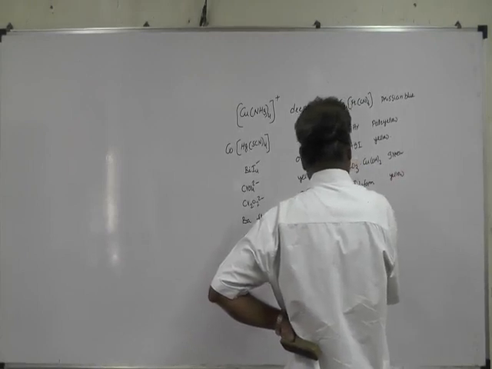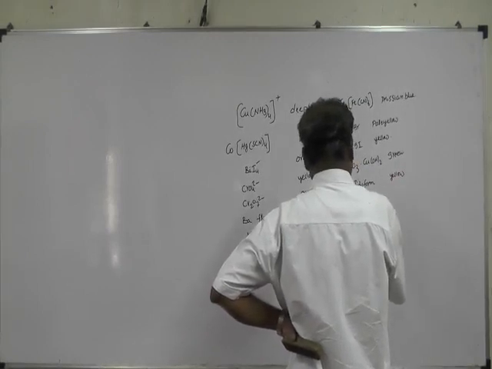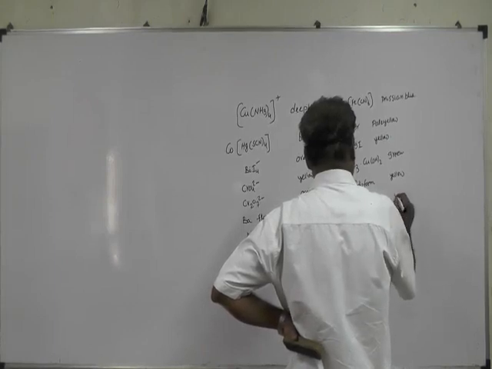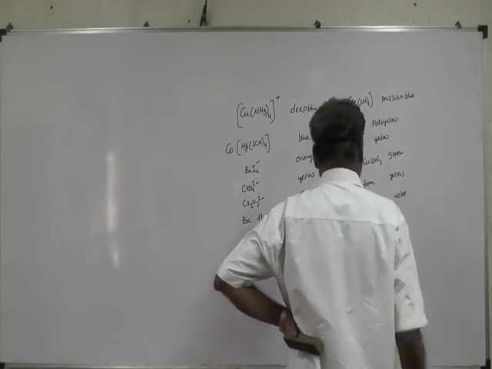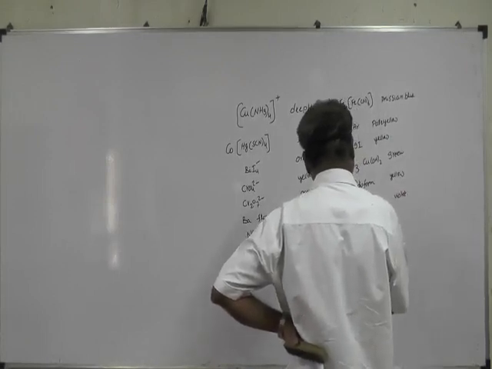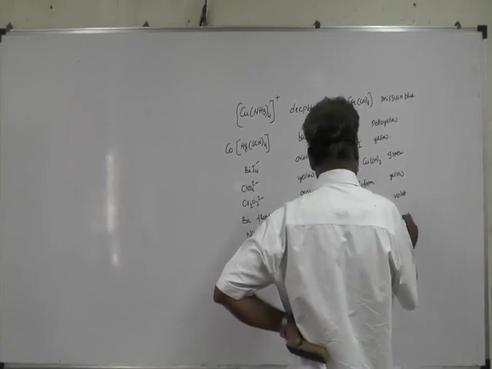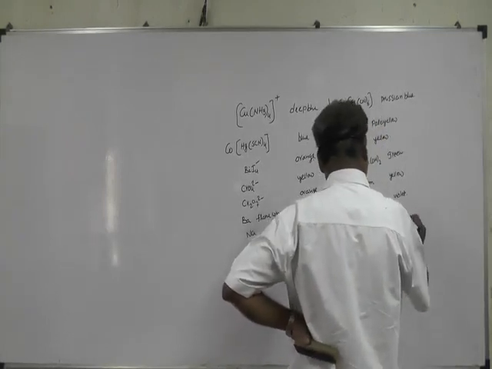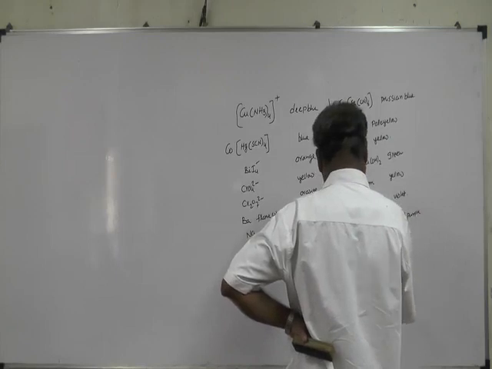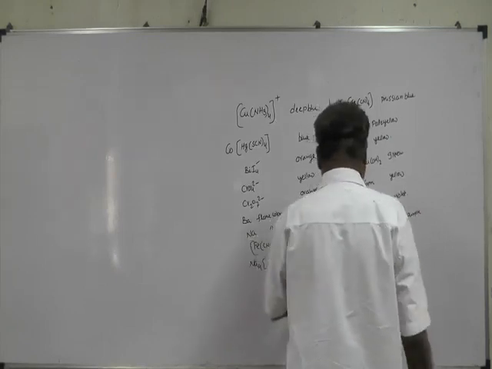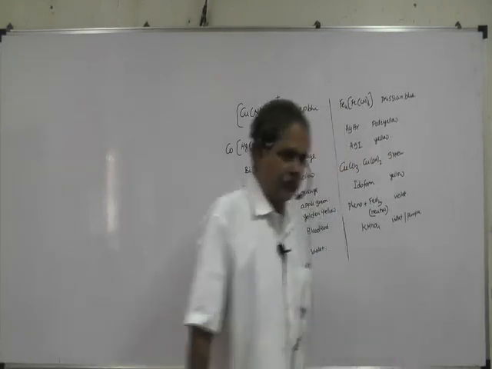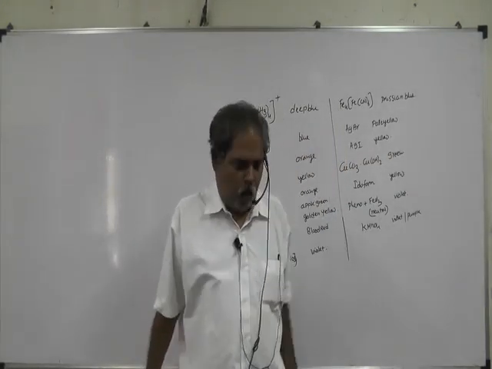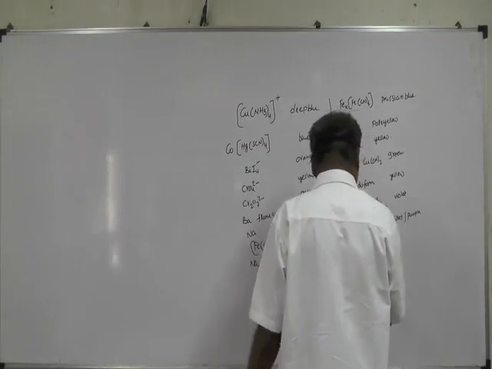Phenol plus FeCl3, violet. KMnO4, violet or pink? Violet, right? Violet. Purple. K2Cr2O7 already written. Very important.